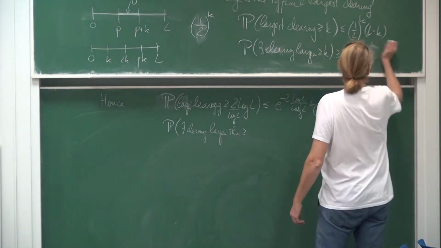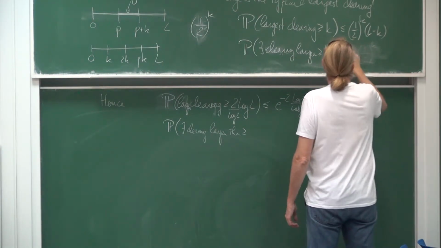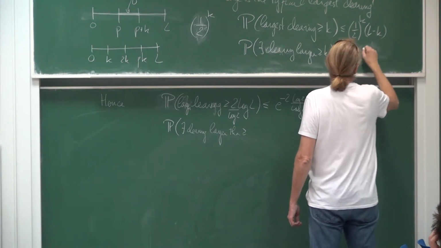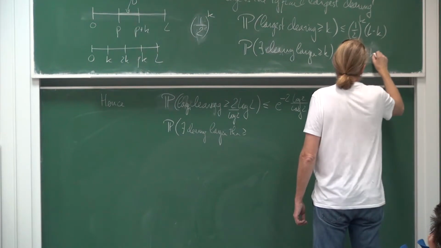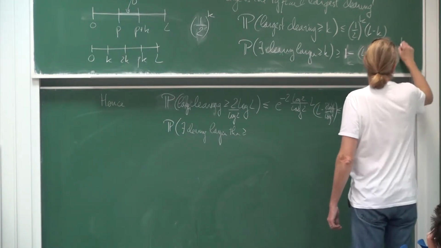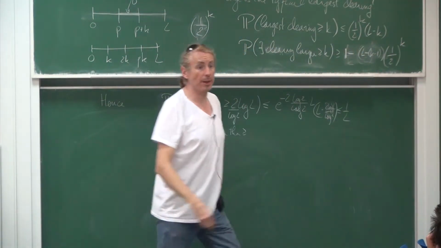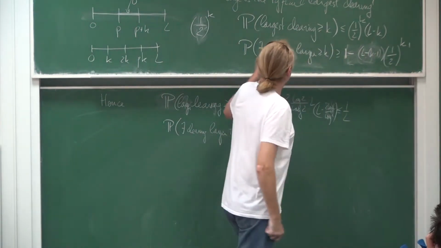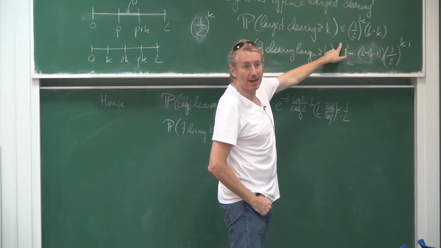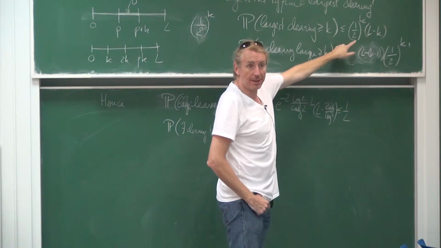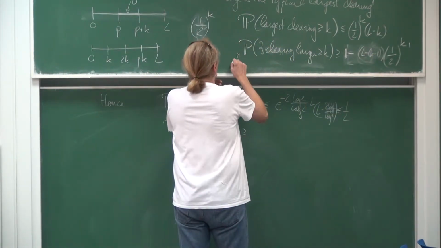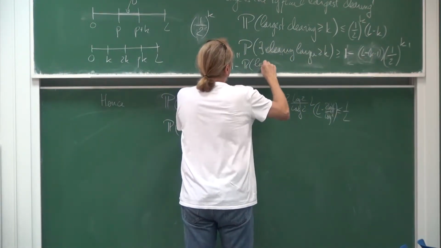So this is larger than 1 minus the probability that all clearings are of length at most k minus 1. So I can use this one, k minus 1. I just say that the probability of a clearing larger than k is 1 minus the probability that the largest clearing is of length less than k minus 1, right? And this one is upper bounded by that, so I take 1 minus the upper bound.